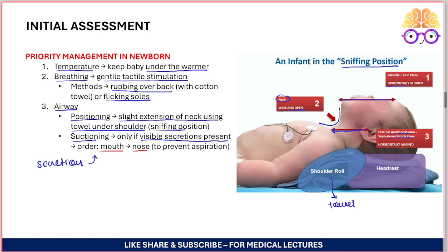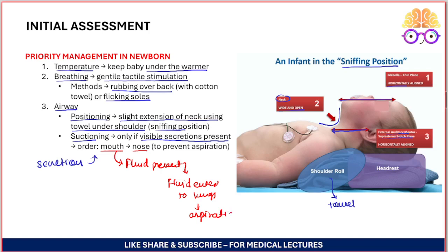Okay, so why? Whenever there is fluid present in the mouth, there are chances that the fluid could enter into the lungs, and hence aspiration happens and there is fluid present in the lungs, which we cannot remove, and the patient's condition worsens step by step. So always remember that we should perform suction from the mouth, and then go to the nose.